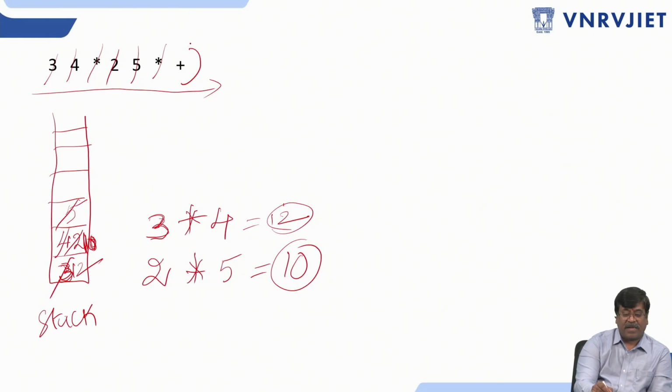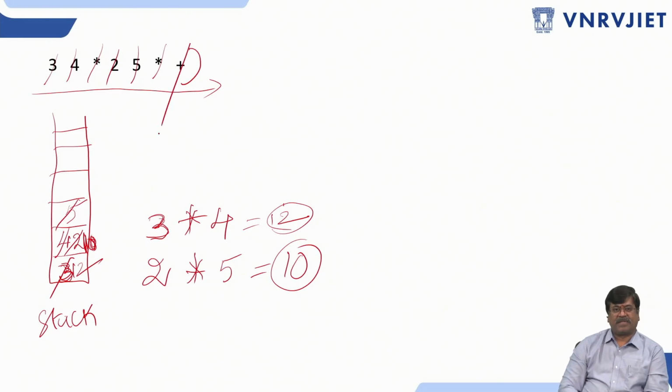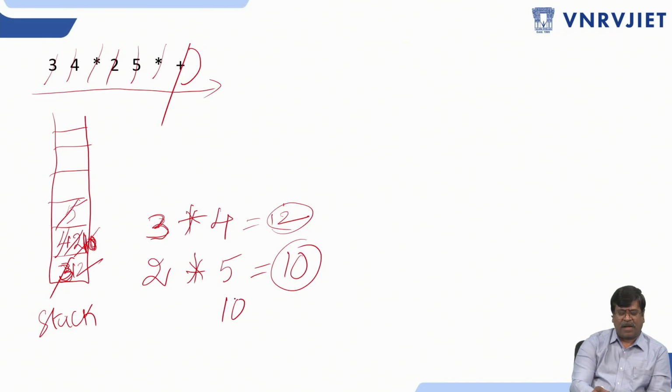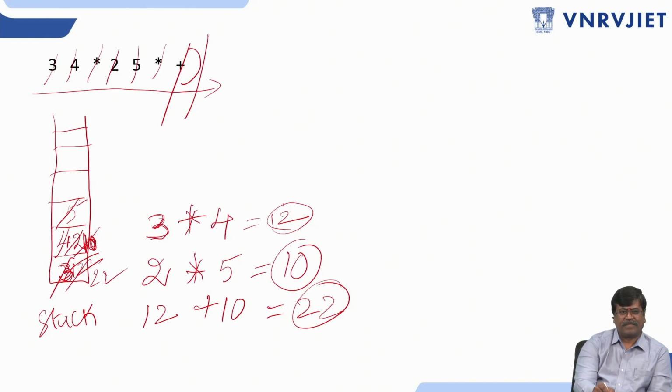What is the next symbol I have in the expression? Plus, so it is an operator. Again I need to pop out 2 values from the stack. What are the 2 values I have? 10, apply that operator plus, and the next value is 12. So 12 plus 10 is 22. This is the result. Send it back to the stack, and the expression is completed. And this is the final result of your postfix expression.